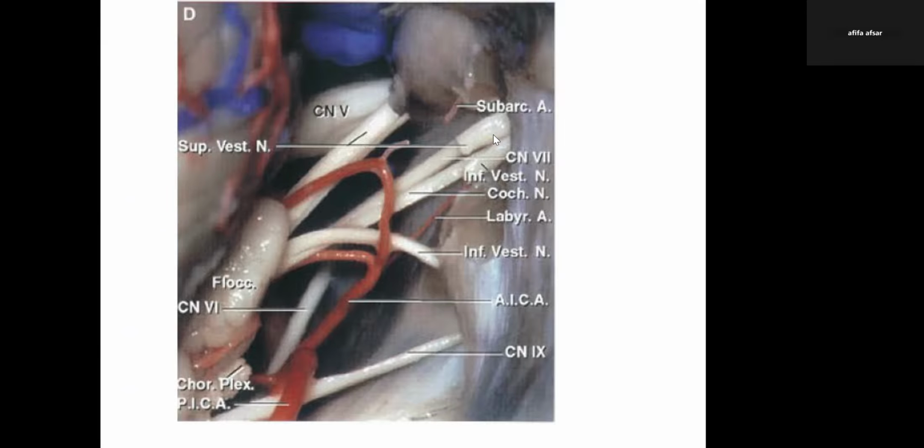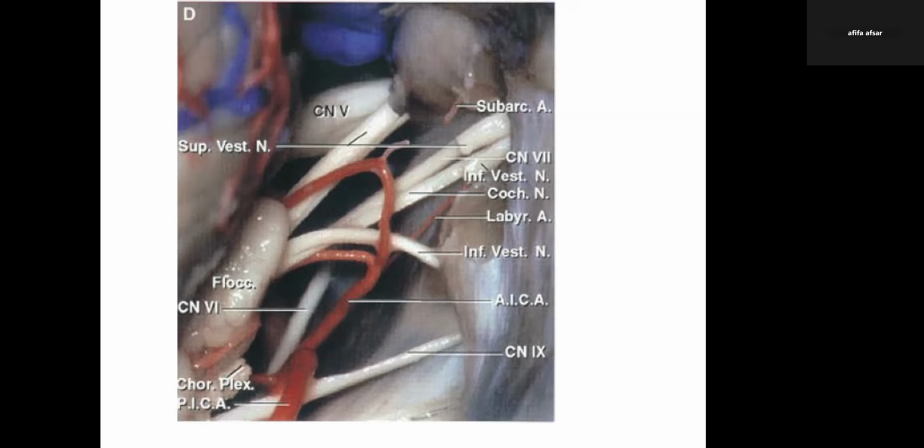Here you can see that the superior vestibular nerve and the inferior vestibular nerve have been cut down and transected in order to expose the anteriorly lying cranial nerve 7 and the cochlear nerve, because cranial nerve 7 and the cochlear nerve tend to lie anterior to the superior and inferior vestibular nerves. Superiorly, we have the superior vestibular nerve, and anterior to it lies the facial nerve, and inferiorly we have the cochlear nerve, which tends to lie anterior to the inferior vestibular nerve, which are both parts of the vestibulocochlear nerve.